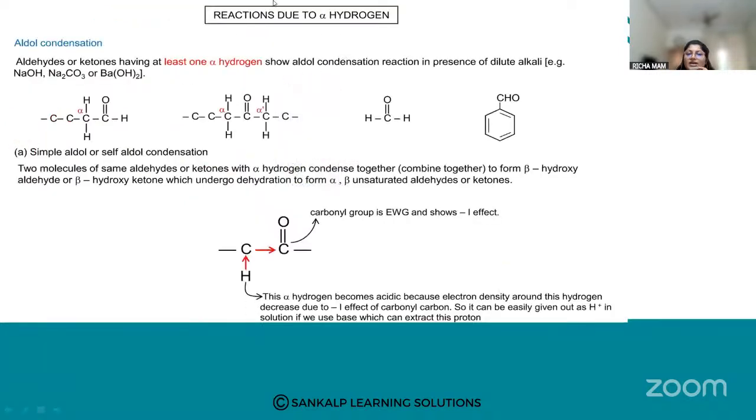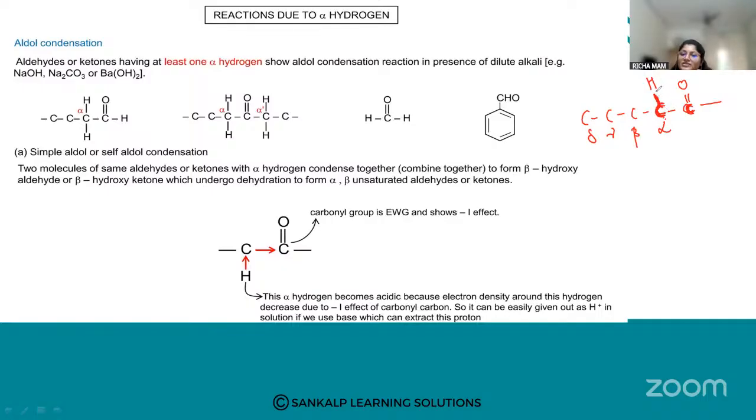Next is reactions due to the presence of alpha hydrogen. Now, what do you mean by alpha hydrogen, students? Suppose I have a carbon like this, and a carbonyl carbon. The carbon next to the carbonyl carbon is alpha, then beta, gamma, and delta. So aldehydes or ketones having at least one alpha hydrogen. Alpha hydrogen means the hydrogen linked to the carbon just beside the carbonyl carbon. So at least one alpha hydrogen should be there.